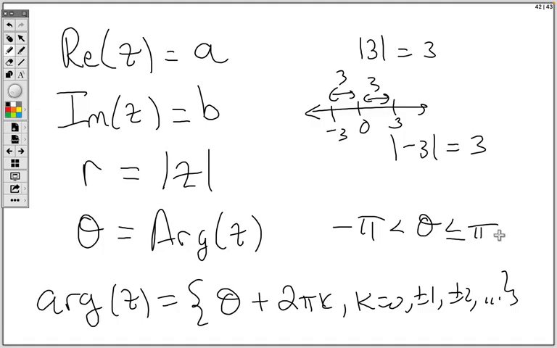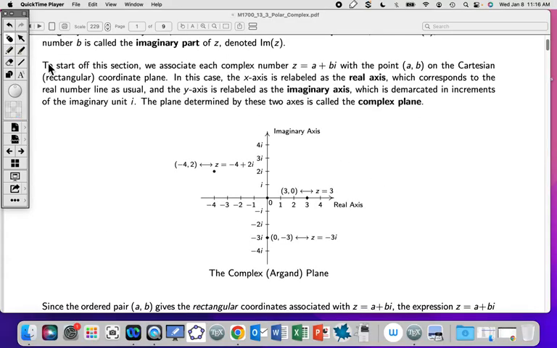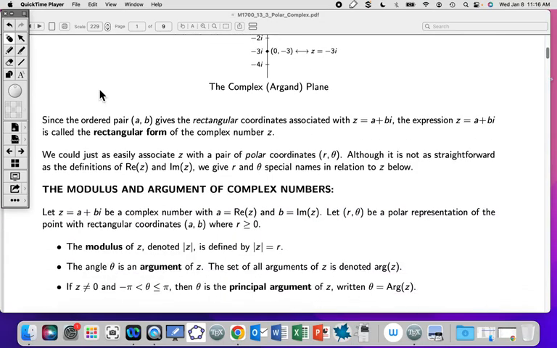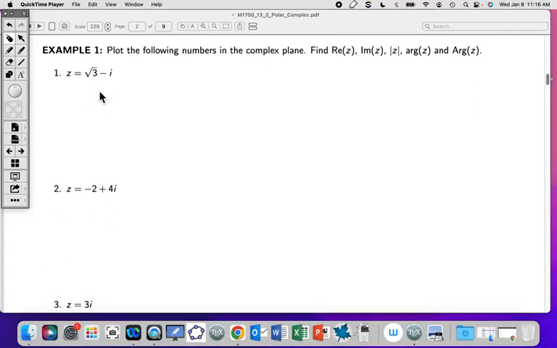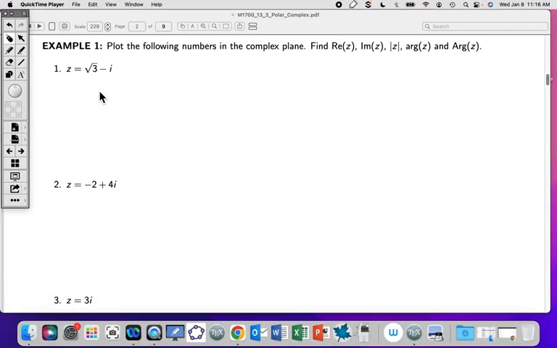All right. So let's do some examples, putting all these little bits and pieces together. Plot the following points in the complex plane. Find the real and imaginary parts, the modulus, the argument, and the principal argument.